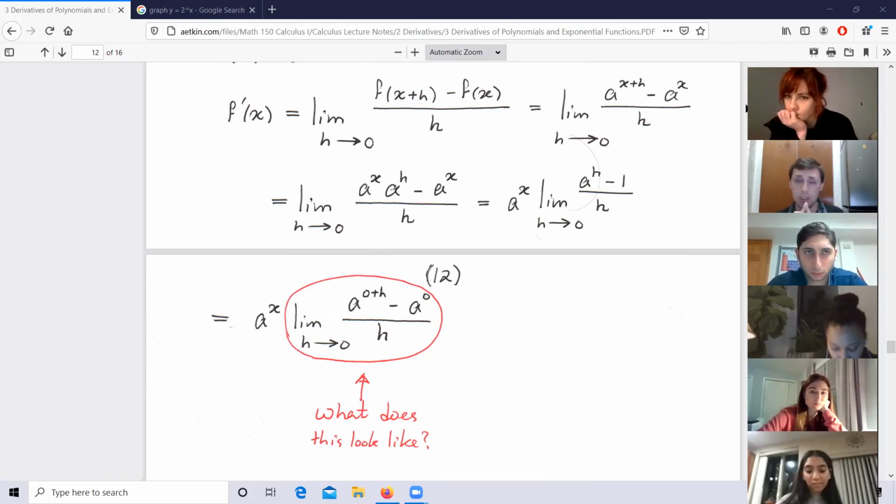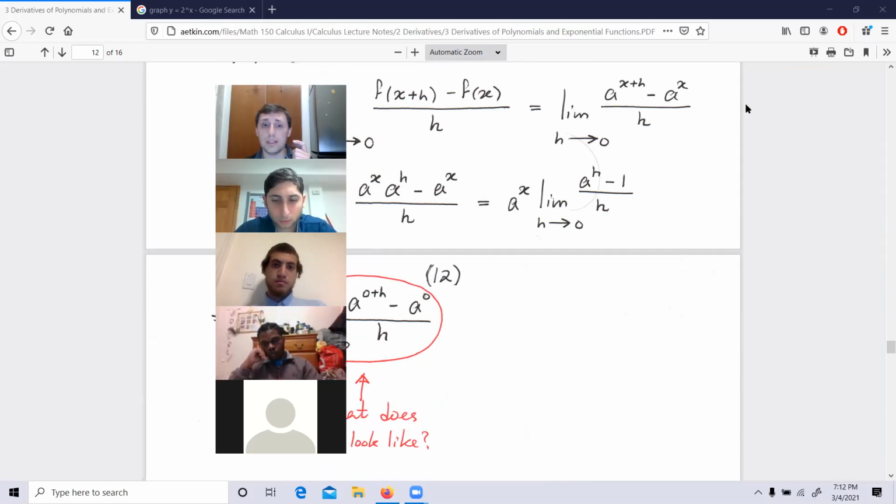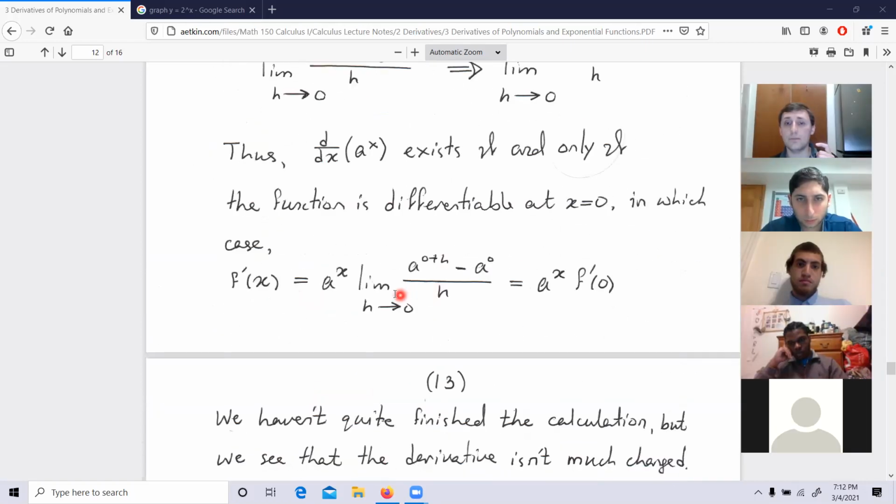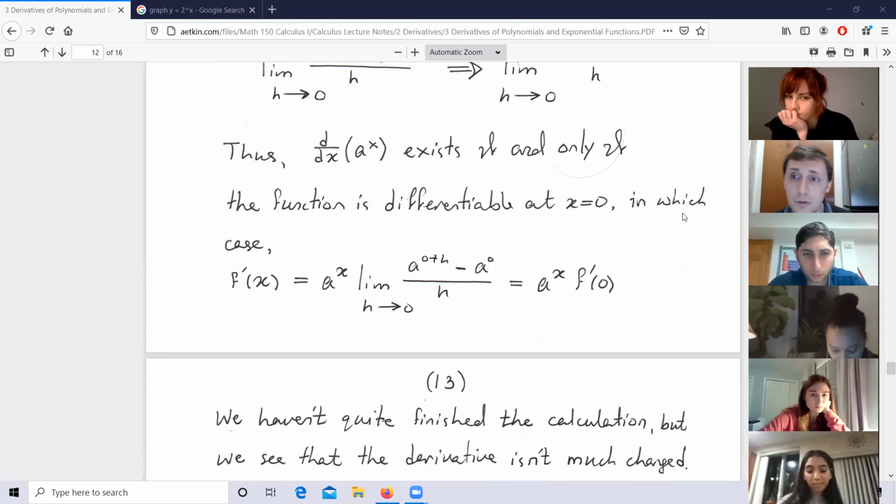It's not calculation that you want. It's some sort of strategy. Let's assume for a moment this limit exists. If that limit exists, it's the derivative at 0. Look at it. If this is my function, then the derivative is the original function multiplied by the derivative of this function at 0. Do you understand?